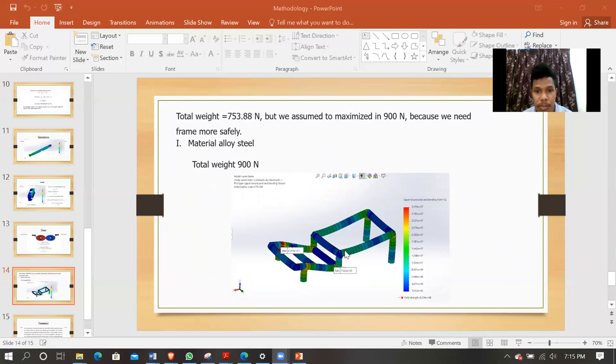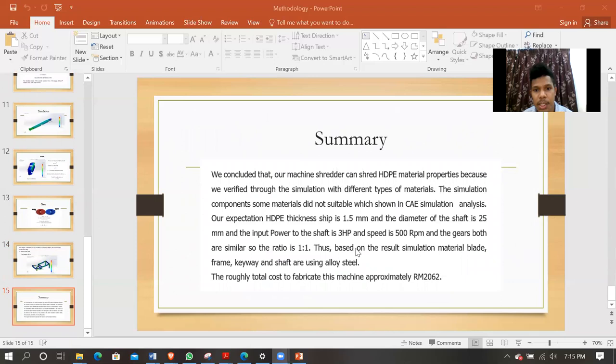Lastly, I want to summarize that our shredder machine can shred HDPE materials, because we verified through the simulations with different types of materials. The simulated components with other materials were not suitable, as shown in the CAE simulation analysis. Our specifications are: the HDPE thickness is 1.5 millimeter and the diameter of the shaft is 25 millimeter from the calculation. The input power to the shaft is 3 horsepower and the speed is only 500 rotations per minute, and the gear ratio is 1. The rough total cost to fabricate this machine is approximately 2,000 ringgit.